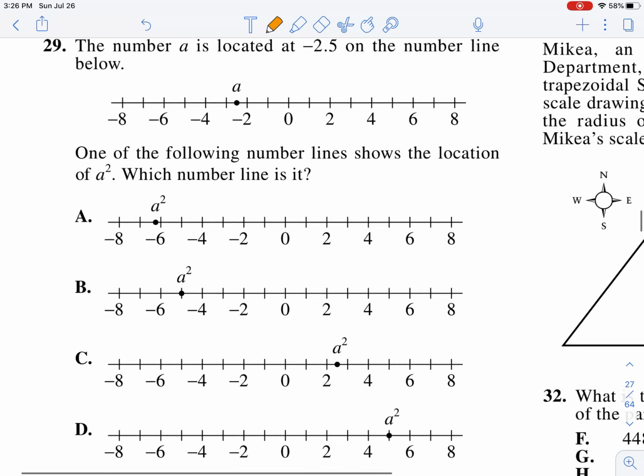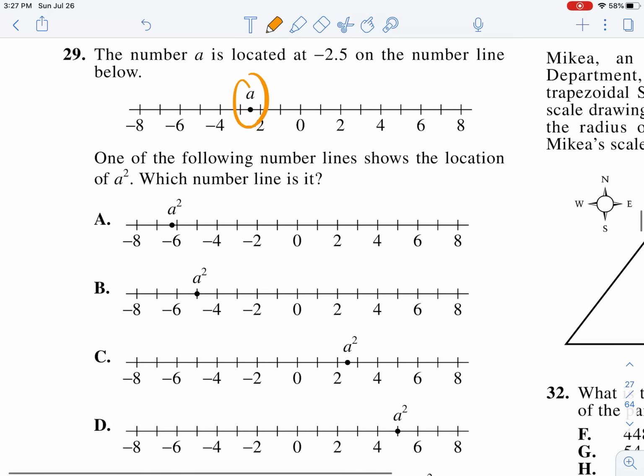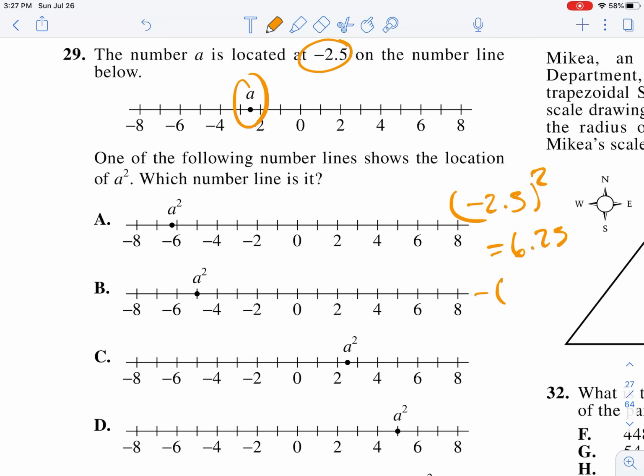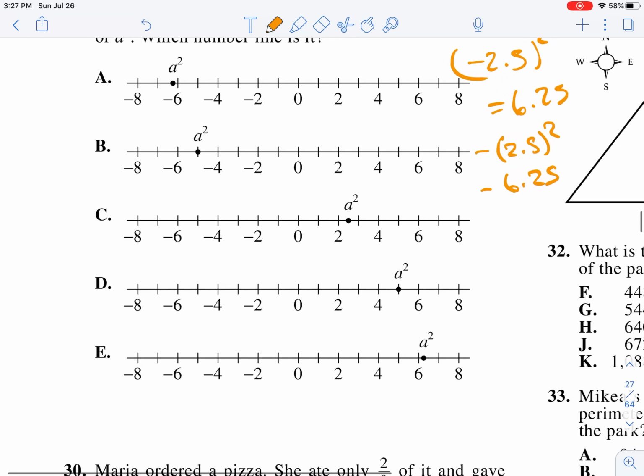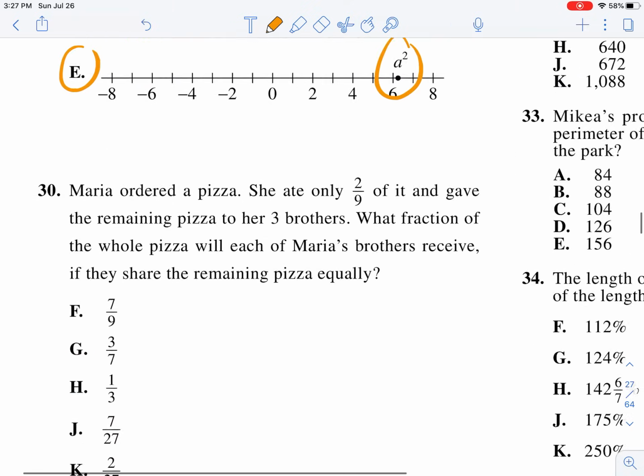The number A is here on the number line. One of the following shows the location of A squared. What I would do is just find A squared. So it's going to be negative 2.5 squared. That gives you 6.25. Do it on your calculator. Do not do negative 2.5 squared without parentheses, because that gives you negative 6.25. It's saying you have to take the entire A, inclusive of the negative inside, and then square it. So you're going to have 6.25 right here. The answer for number 29 is E.